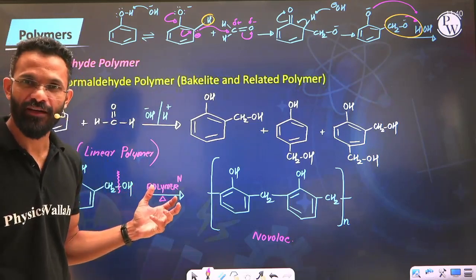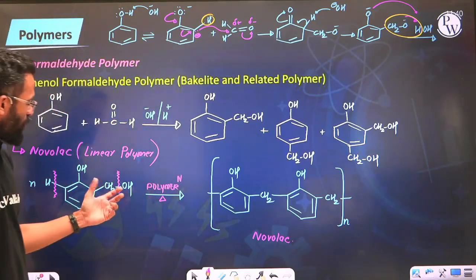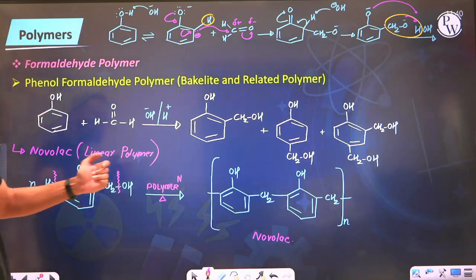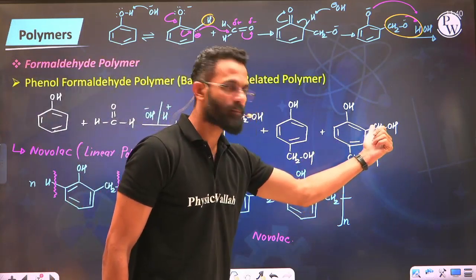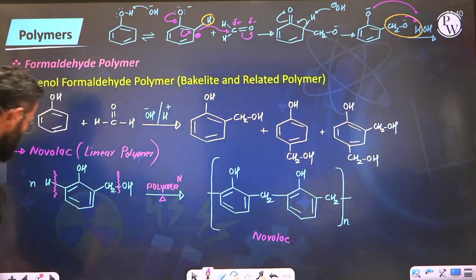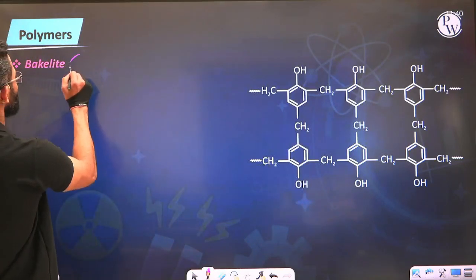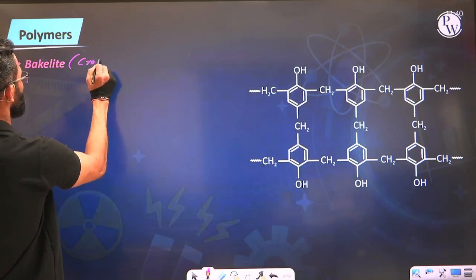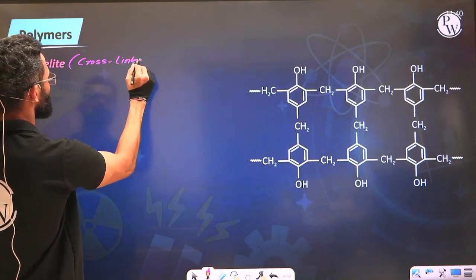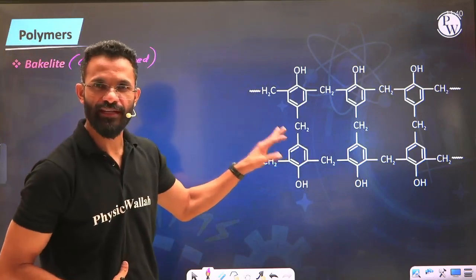So how do we get the Bakelite? Look, what we have done is carried out polymerization of only ortho-hydroxymethyl phenol. Imagine now if ortho-hydroxymethyl phenol also condenses with 2,4-dihydroxymethyl phenol. Then what happens? First, let us understand how exactly we are representing this. First of all, Bakelite is a cross-linked polymer. Now, this is the structure of Bakelite. How exactly are we going to get it? Let me show you.